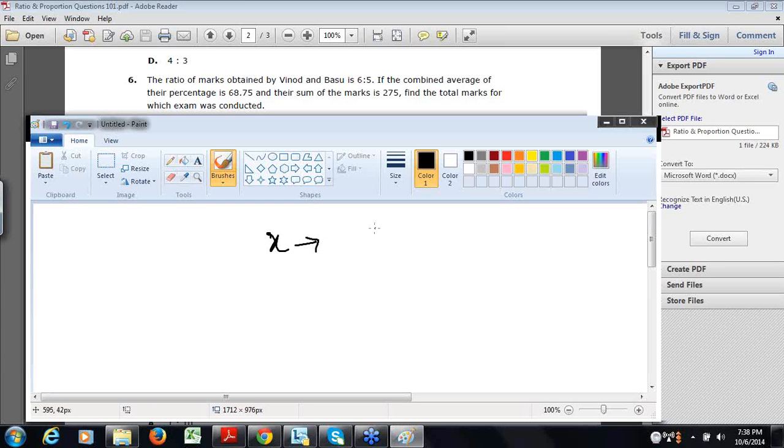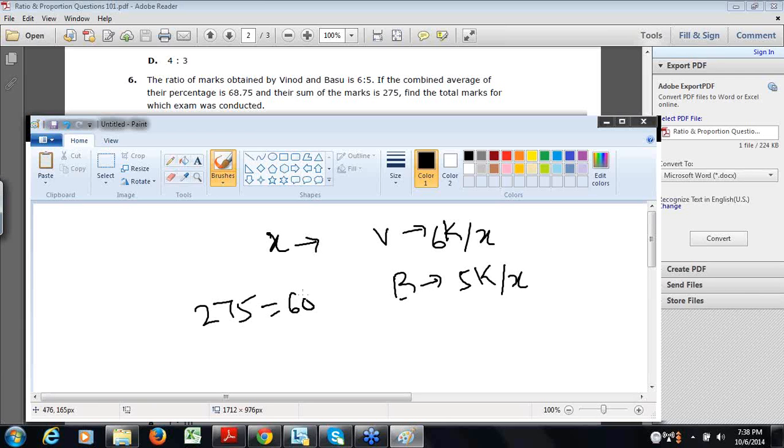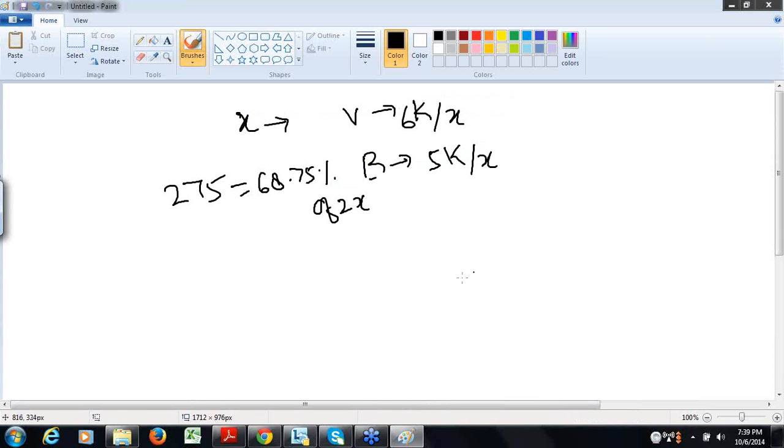Okay, so Vinod got something, say 5K out of X, and Basu got 6K out of X. Now their total marks is 275. 275 is 68.75 percent of 2x, because 275 is for Vinod and Basu both. So 68.75 percent of 2x means double the maximum marks. See, this 5 is to 6 is of no use. You can actually use it, but even without using that you can get the answer.